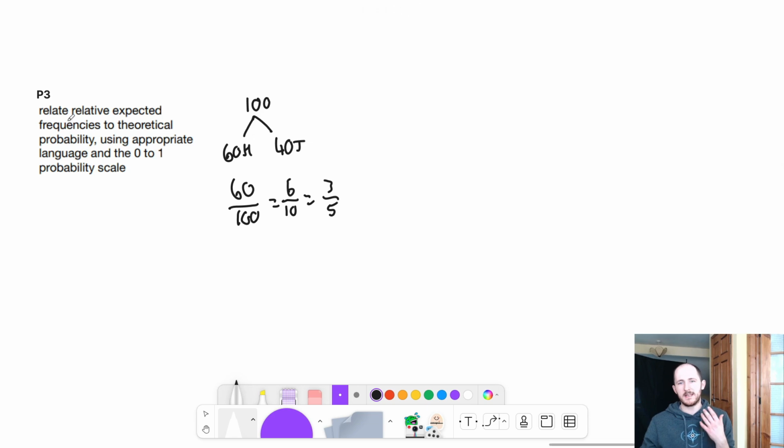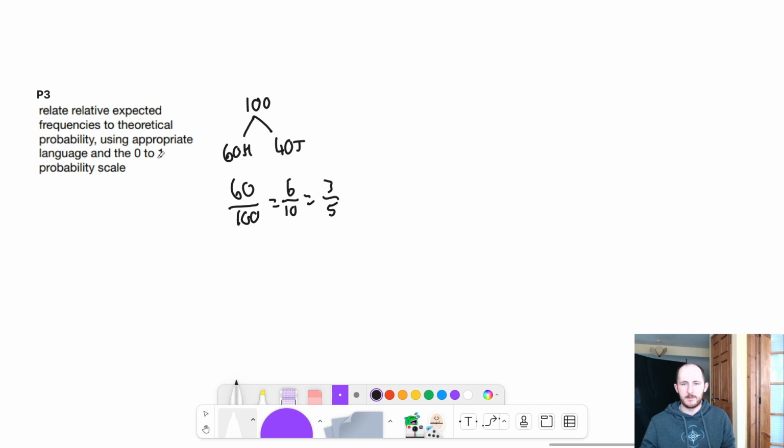Okay? So when it says relate them, the relation is that as I increase this number up here, I will get closer and closer to the theoretical probability. So this is where it's a bit weird, right? If I flip a coin 10 times, it's actually not that likely for me to get 5 heads and 5 tails, even though theoretically I should. If I flip a coin 100 million times, my probability is actually a lot closer to 50-50. So in general, the expected frequency will get closer to the theoretical probability as you increase the number of trials.